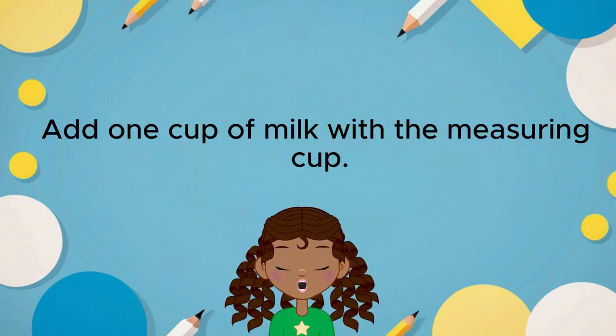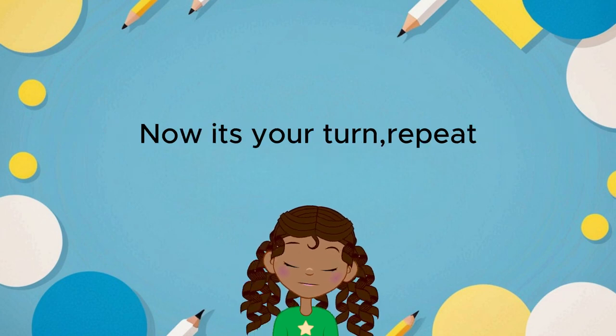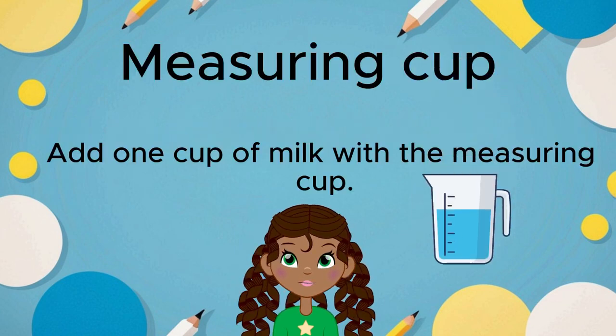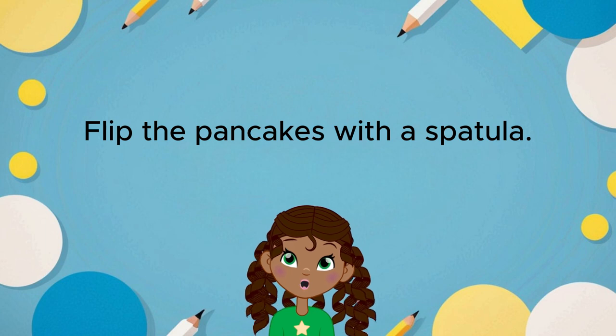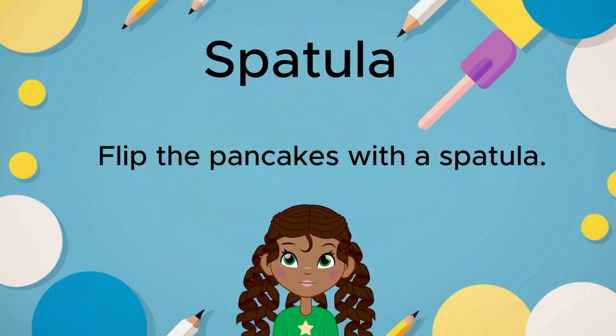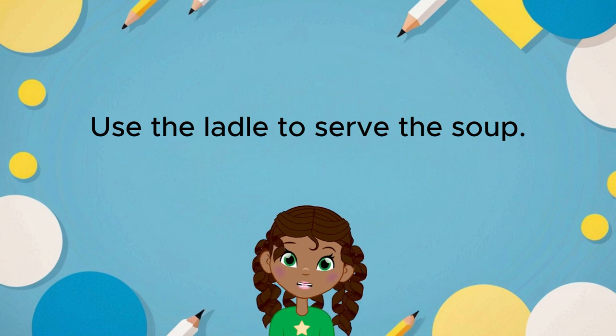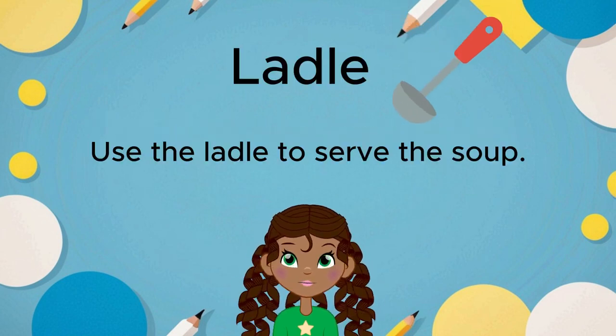Measuring cup. Add 1 cup of milk with the measuring cup. Now it's your turn, repeat. Spatula. Flip the pancakes with a spatula. Now it's your turn, repeat. Ladle. Use the ladle to serve the soup. Now it's your turn, repeat.